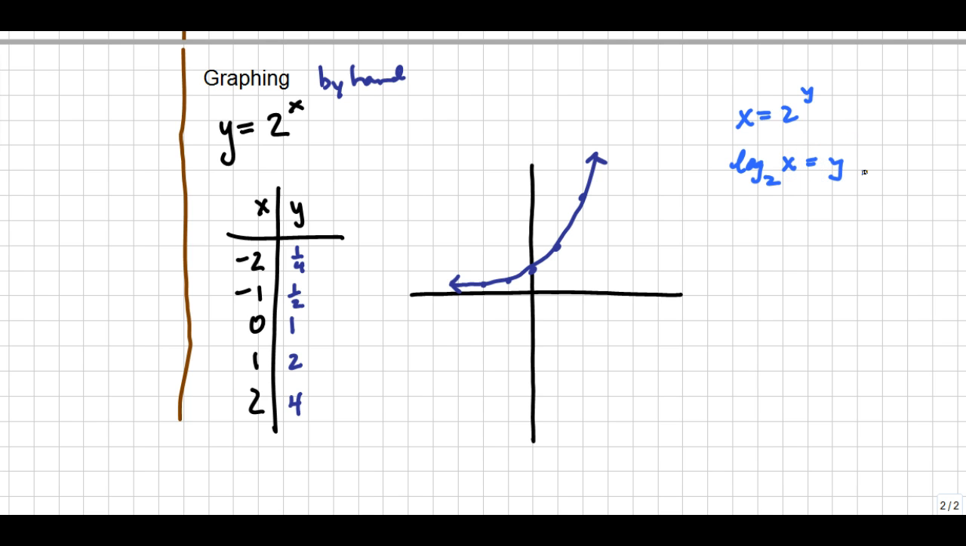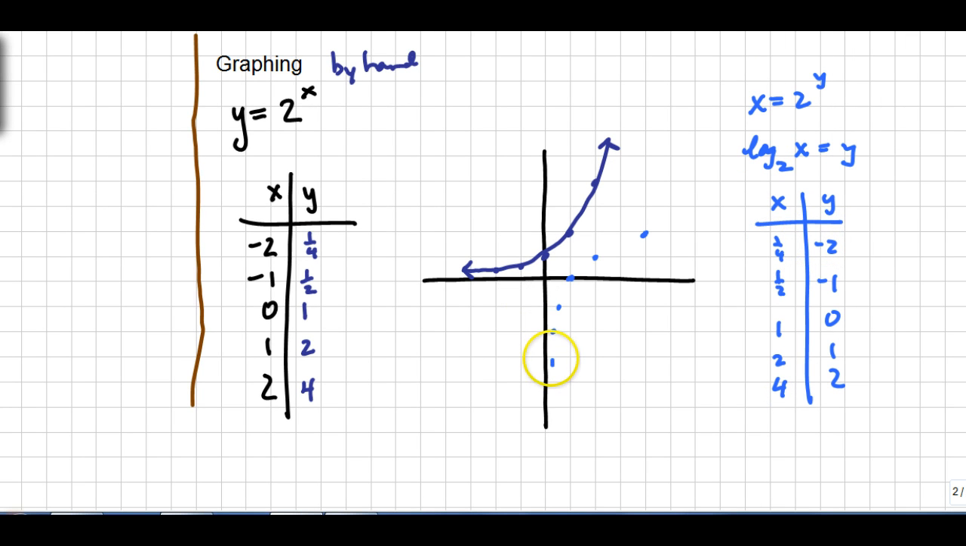Now remember, when we're doing an inverse, the x and the y switch. So all I need to do here is rewrite my table and put the x's in the y spot and the y's in the x spot. So my y's are going to be -2, 0, 1, and 2, and my x's are going to be 1/4, 1/2, 1, 2, and 4. So now I'm going to graph those.